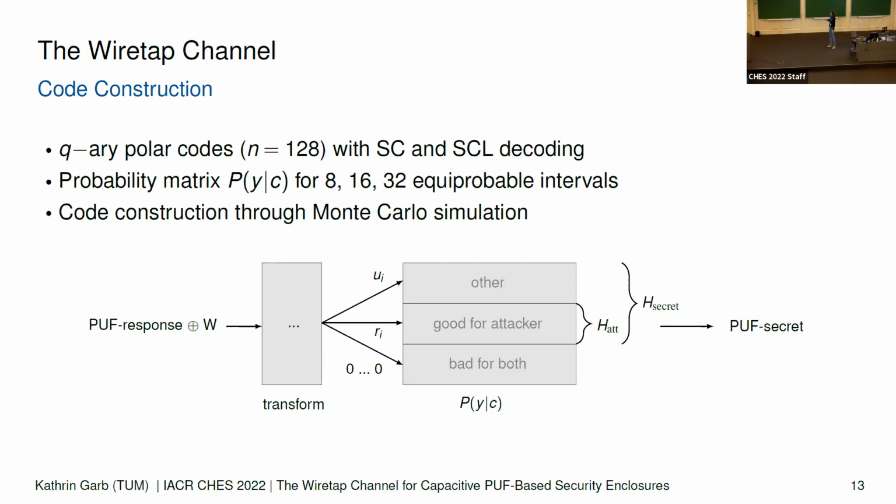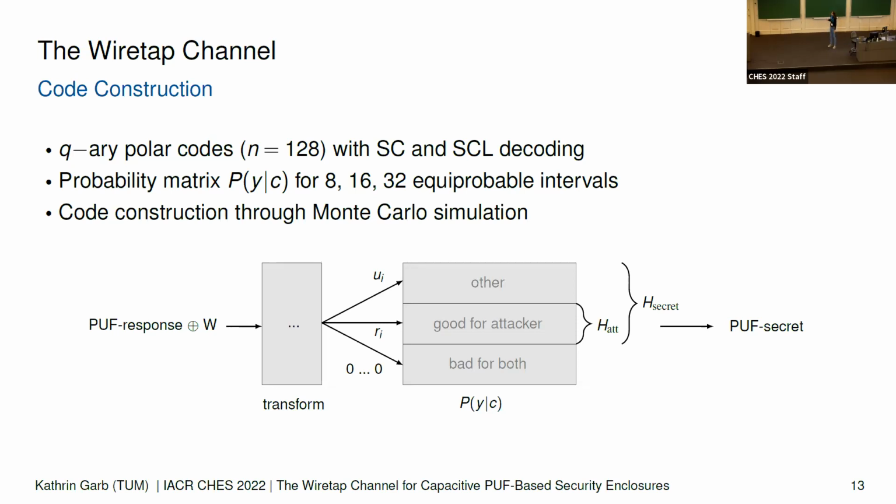And then after the polar transformation, what happens is that your physical channel described by the matrix P will be split into many virtual channels. This is what the polar transform does. And now you can take a look at these virtual channels and check which of them are bad for the attacker and for the legitimate channel.